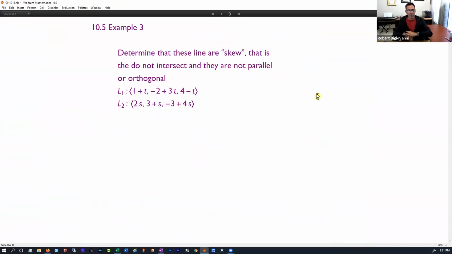Determine that these lines are skew. So this is a definition. That is, they do not intersect and are not parallel. So I've given you two lines, L1 and L2, and we want to determine that they're skew. They're in three-dimensional space. So we need to show that they don't hit each other, and we need to show that they're not parallel.